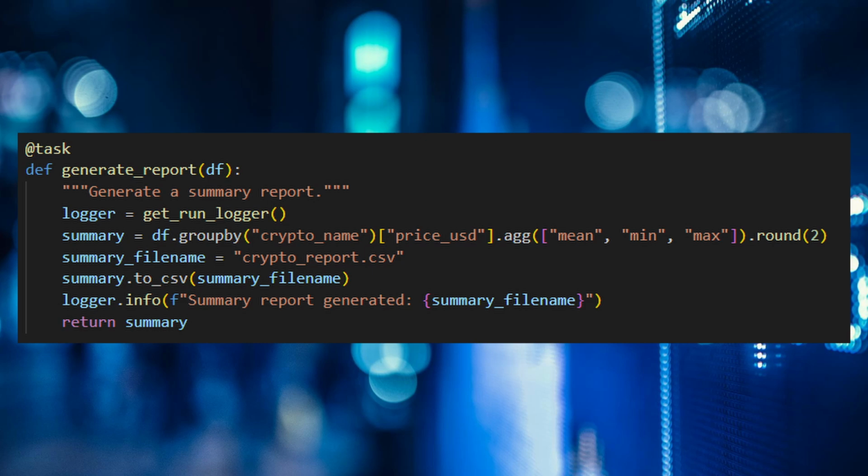Generate report task. Finally, this task creates a summary report showing average, lowest, and highest prices for each cryptocurrency based on the data we have collected. Each of these parts is wrapped inside a task decorator, which tells Prefect to handle them as separate tasks.